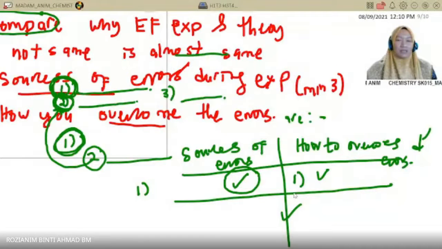Madam, kalau nak type terus edit dalam template tu boleh tak? Of course, can. Okay, you download, type terus dalam template. Tak jadi masalah. Lagi senang. So mudahkan kita. Okay. Ada lagi?